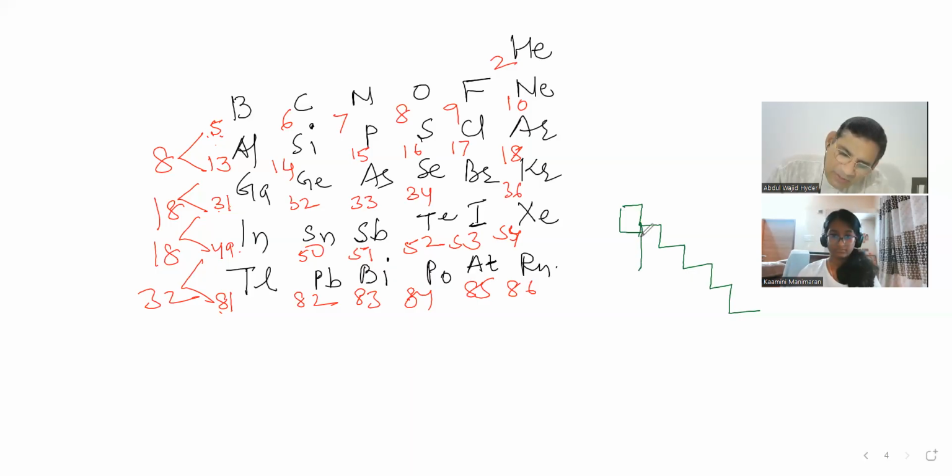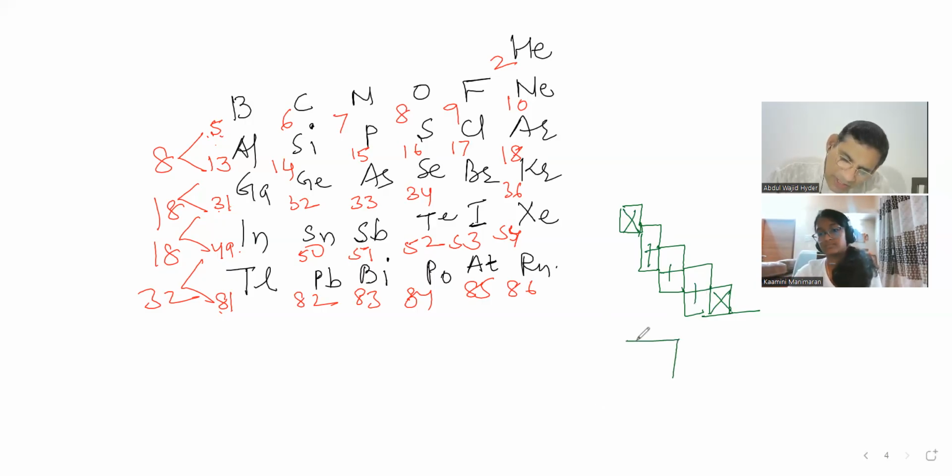In the first step, only one box. In the second step, two boxes. In the third step, two boxes. In the fourth step also, two boxes. And in the last step, just only one box. First is 1 and last is also 1. Rest were 2, 2, 2. So total 8 elements are there.